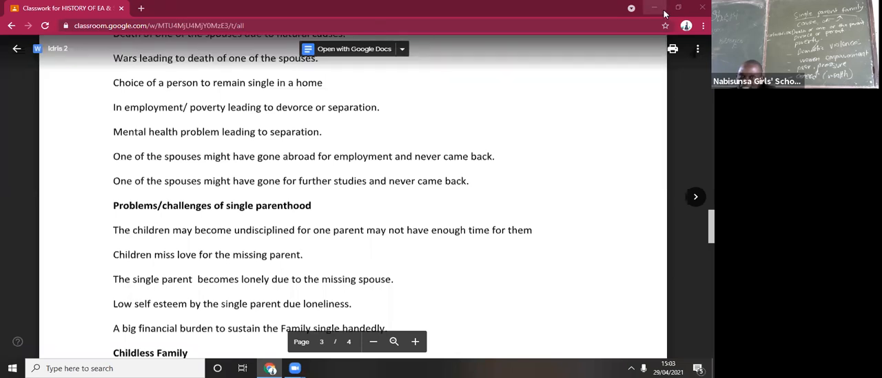Teacher, infertility. Like when the parents have left to another country, like let's say they have gone abroad to America. Yes, when they have gone to work. Okay, thank you.